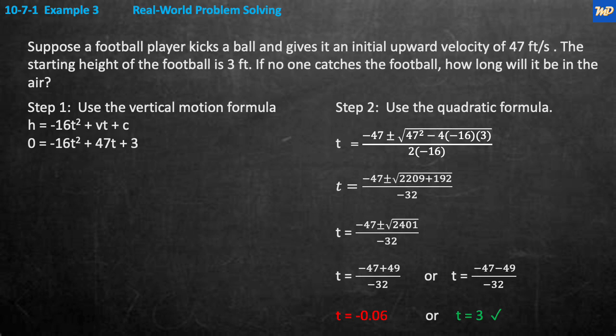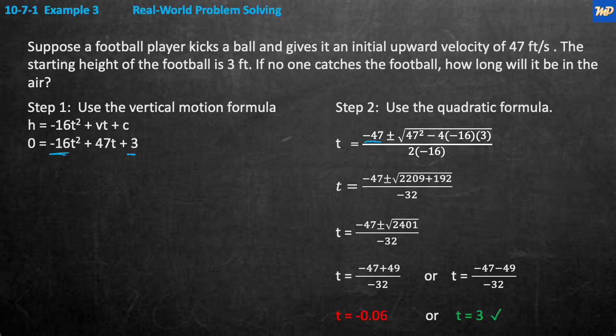Now we're going to solve using the quadratic formula. We're going to solve this equation. And what do we get? We get the minus b. What is b? B is 47. So it's minus 47. You see it right here, minus 47, plus or minus the square root of 47 squared minus 4 times a. A is minus 16. Right here, minus 16 is our a term, plus 3. 3 is our c term.